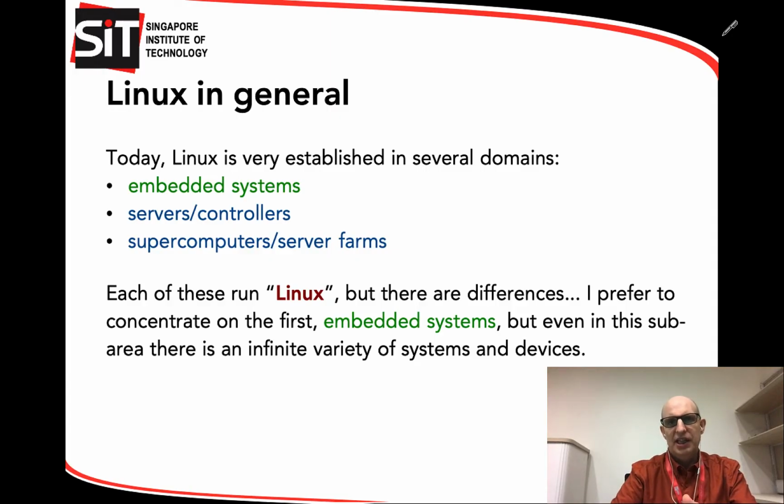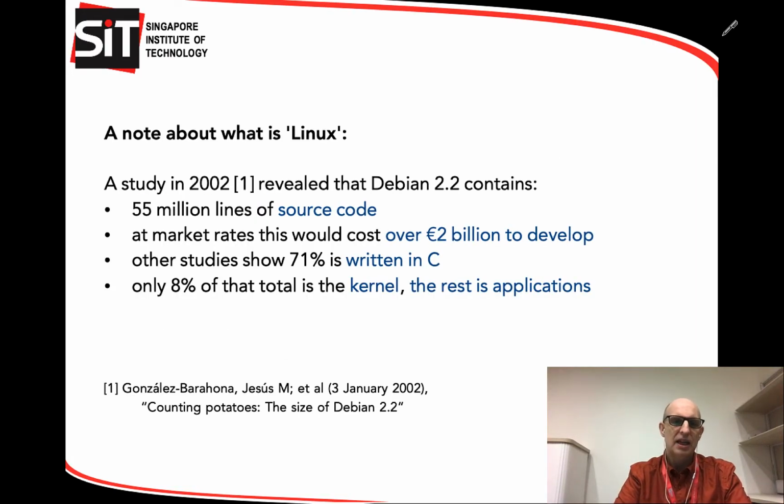So Linux itself, as I said, is derived from Unix, and it's become dominant in several domains. The places where it is most dominant are embedded systems, servers and controllers, or supercomputers and server farms. So each of these run an operating system called Linux, but they are different. I tend to work with embedded systems. Some of my colleagues tend to work with the supercomputers or server farms. It's the same operating system, but there are differences in how it's configured and how it's set up and how lean it is, how large the operating system is.